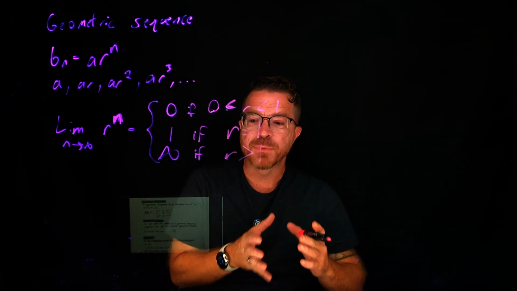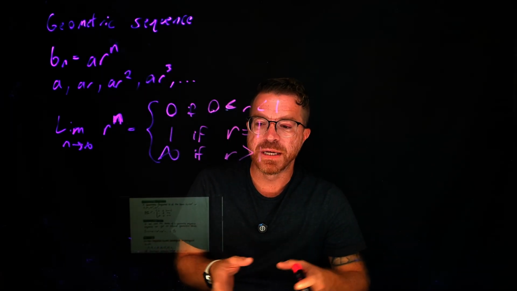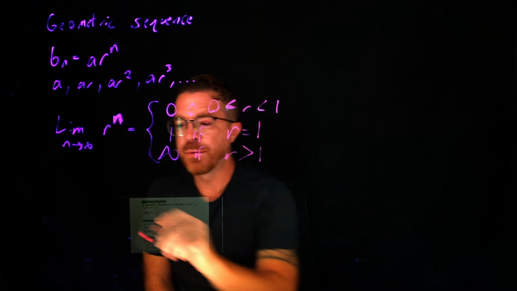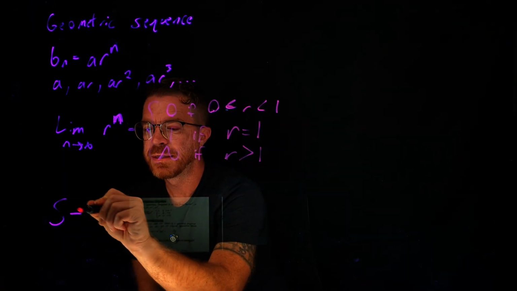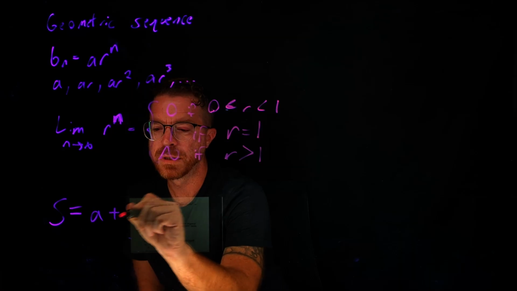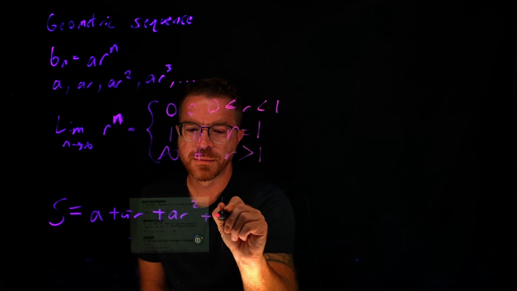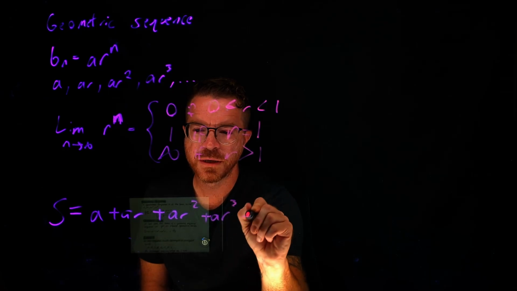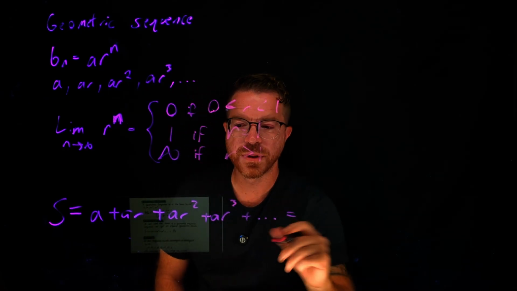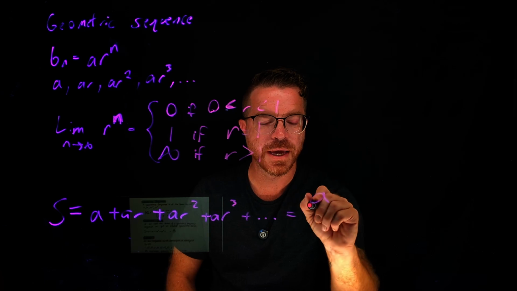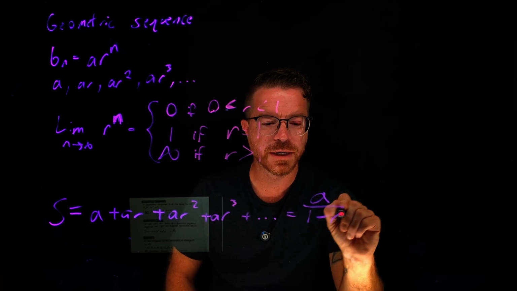So if we add the terms of a geometric sequence together, we get an infinite geometric series. That would be S is equal to A plus AR plus AR squared plus AR cubed, so on and so forth. And this would be equal to A divided by 1 minus R. Let's look at a couple examples.